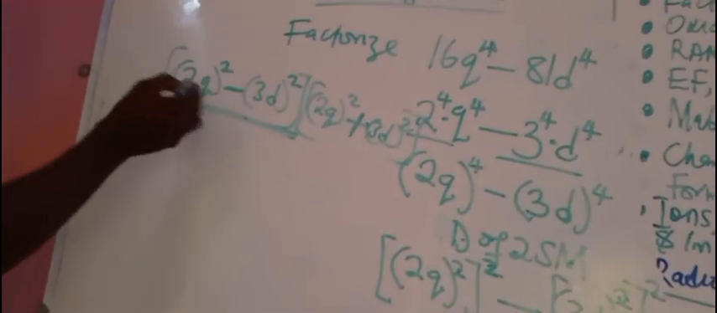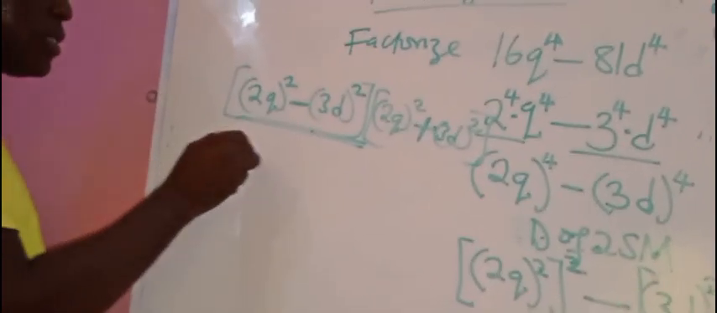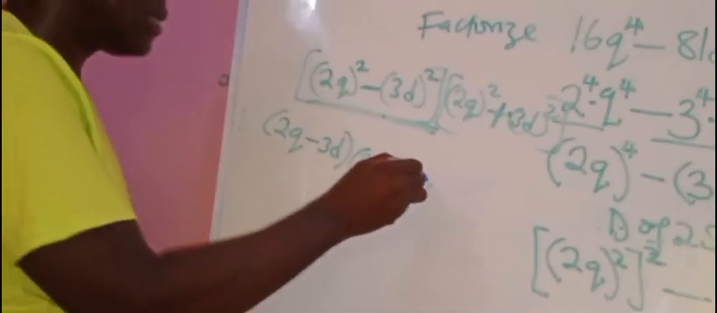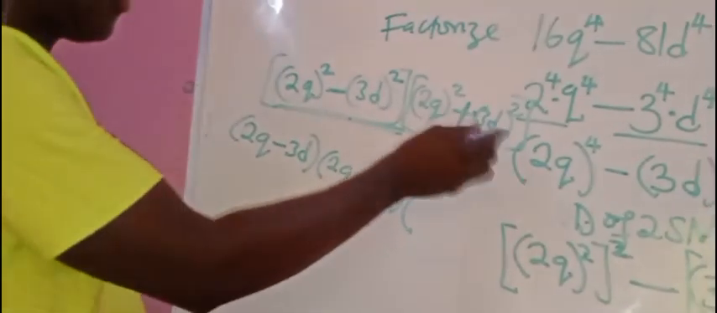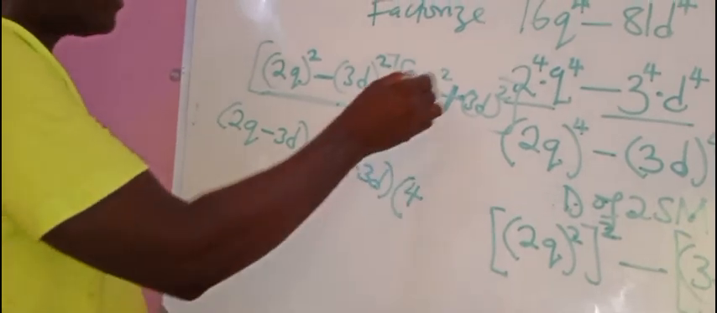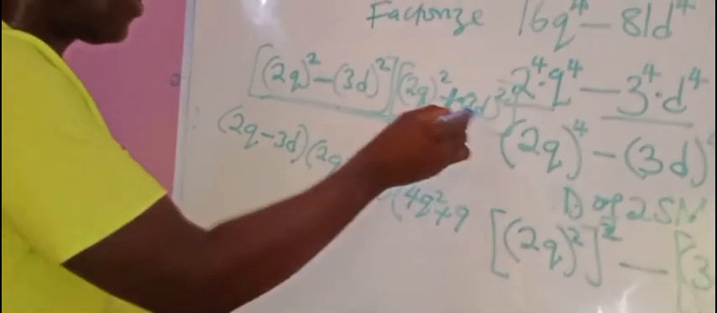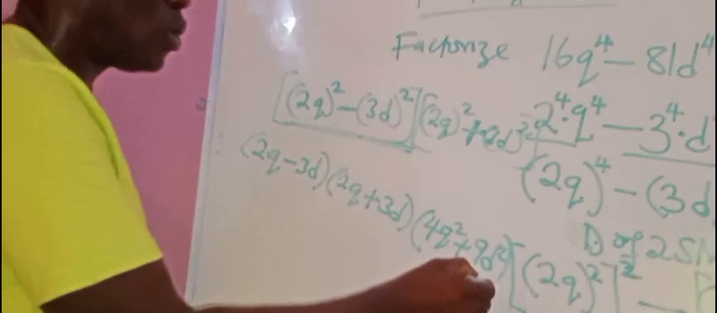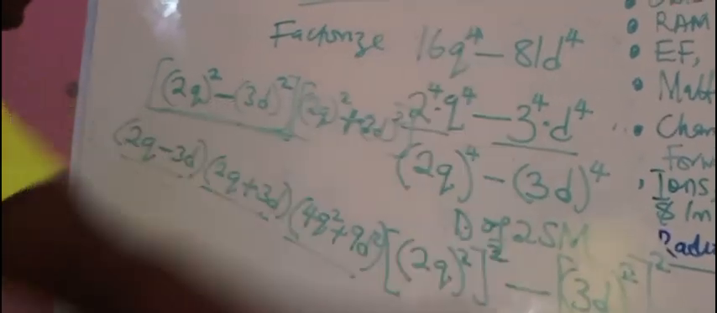So for the first one, I can say 2q minus 3d, times 2q plus 3d. Then this other one I can open up because it is not a difference, it's plus. What is 2 squared? That is 4. What is q squared? That is q squared. Plus what is 3 squared? 3 times 3, 9. What is d squared? That is d raised to power 2. So the factors are 3: 1, 2, 3 are the factors of this.